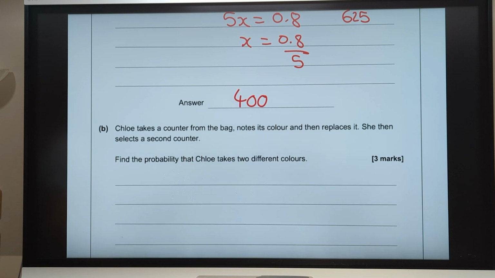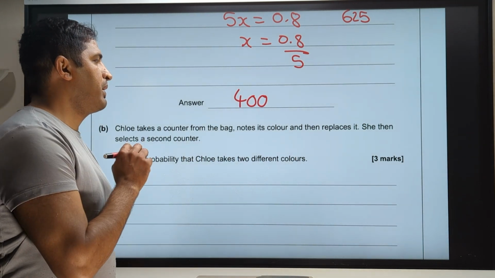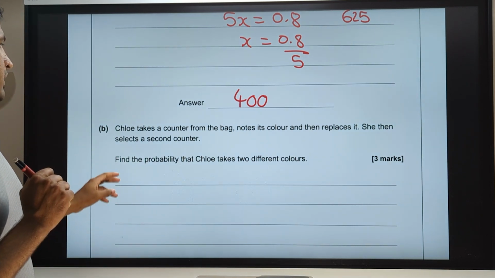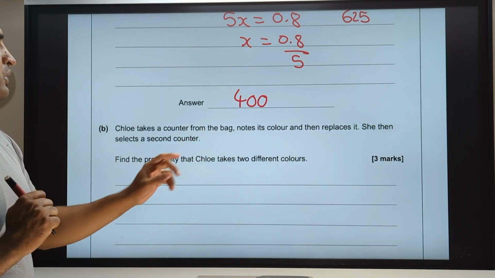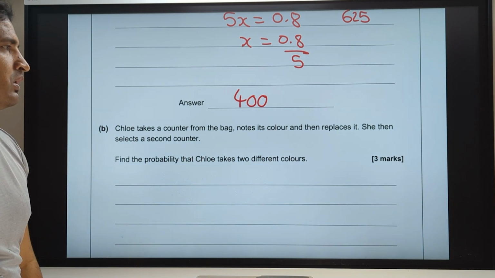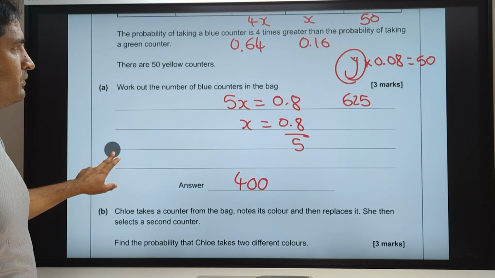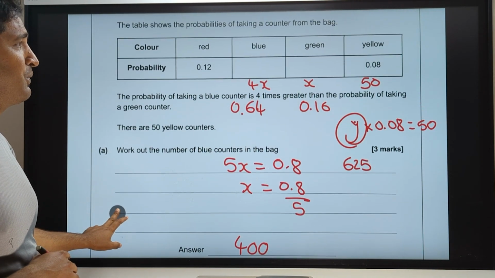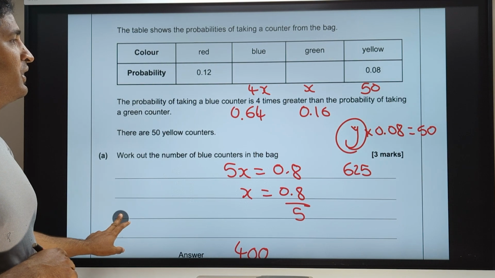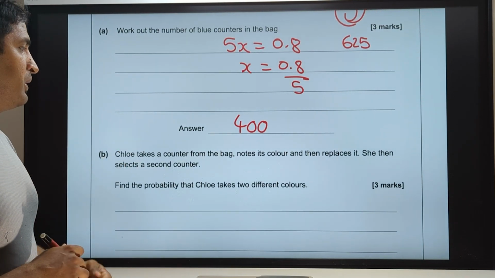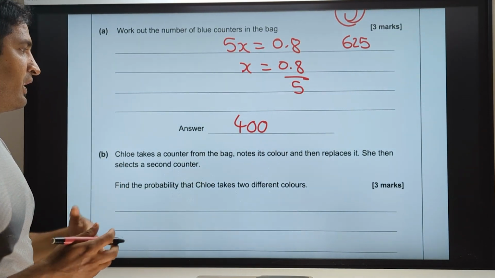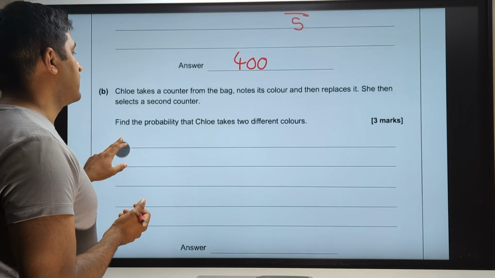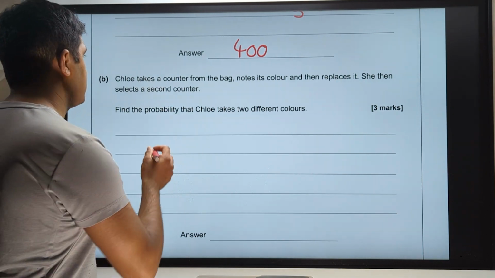Chloe takes a counter from a bag, notes down the color, then replaces it. She selects a second counter. Find the probability that Chloe took 2 different colors. There are just so many different ways you can get there, 4 options for every single one of those. For 2 different colors, you can work out the probability of the 2 same colors and then take that away from 1. That would be a lot easier than doing it the other way. It's 3 marks and you shouldn't be doing it the long way.